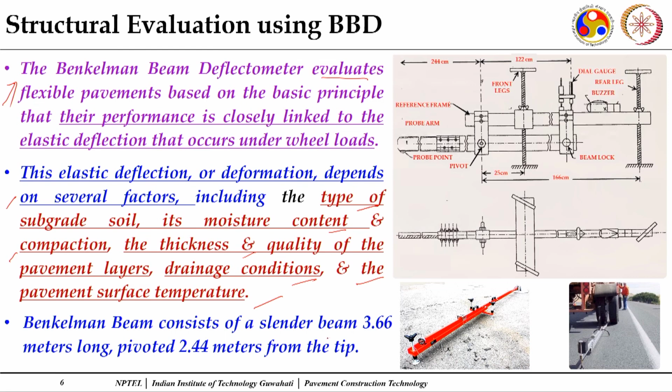So, the Benkelman beam consists of a thin beam 3.66 meter long, pivoted at 2.44 meters from the tip. This is a side view you can see in this particular one. This is a beam which is of a length of 3.66 meter from here to here. This is the point where it is pivoted. So, 2.44 on this side, and the rest on the other side. This is not completely extended because of the limitation here on this slide.